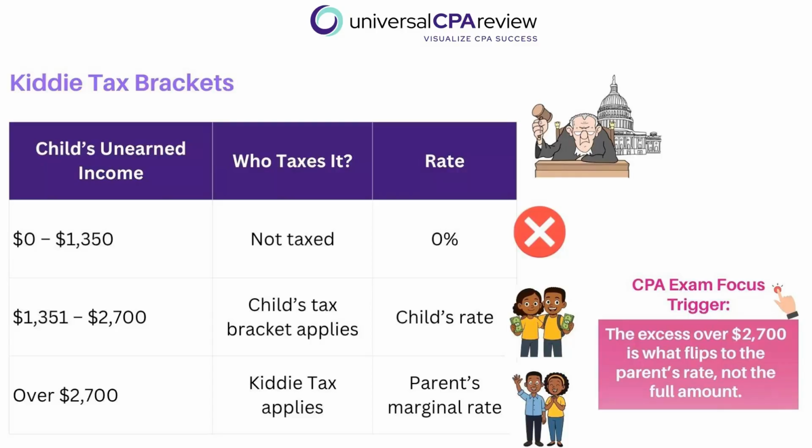All right, so this first chunk of unearned income is shielded by the dependent standard deduction, right, so it's not taxed. The next amount is taxed at the child's tax rate, so this amount stays in the kid's bracket. Anything above the total amount is taxed at the parent's marginal tax rate. This is the kiddie tax portion. So only the excess above this amount flips to the parent's rate, not the full amount. All right, so that's it. Those 3 steps are literally the whole kiddie tax framework boiled down.